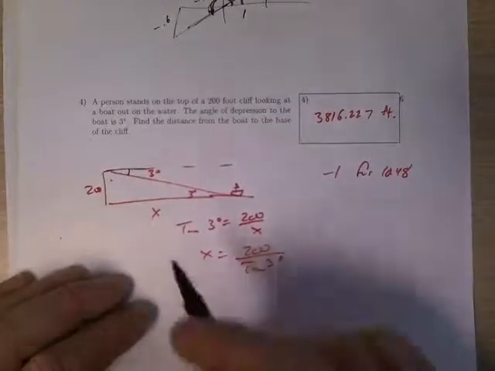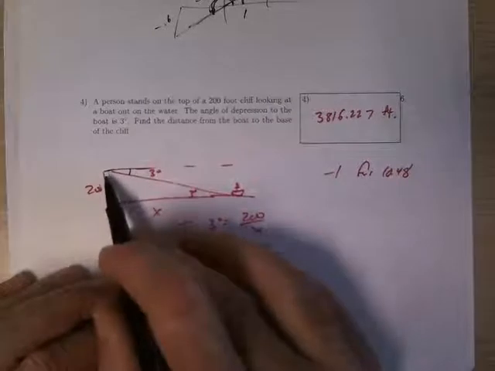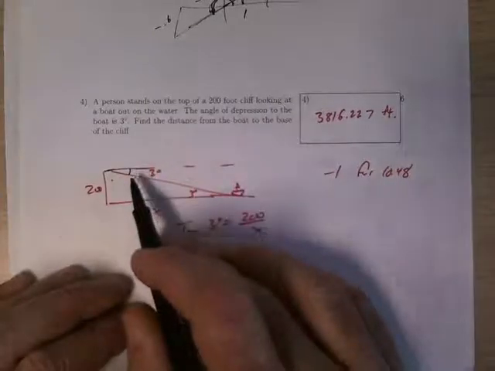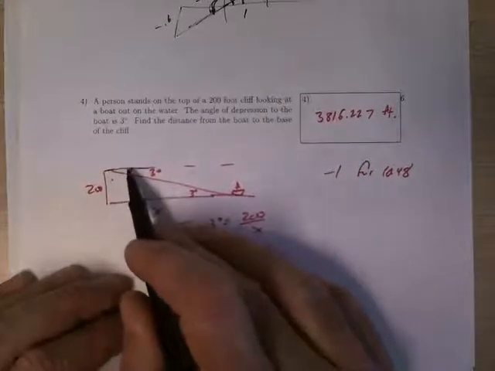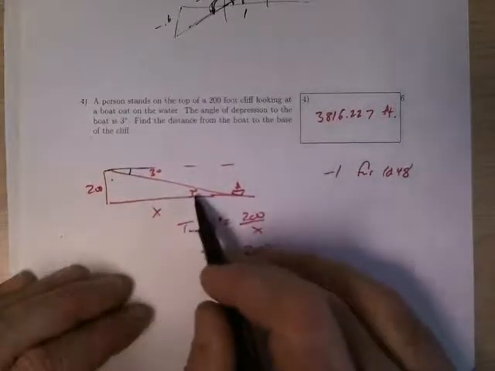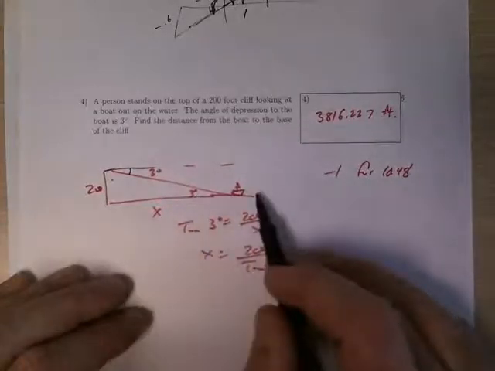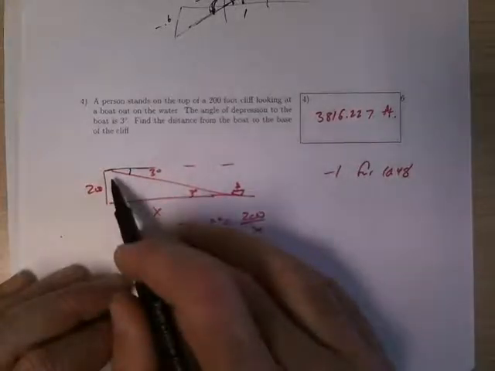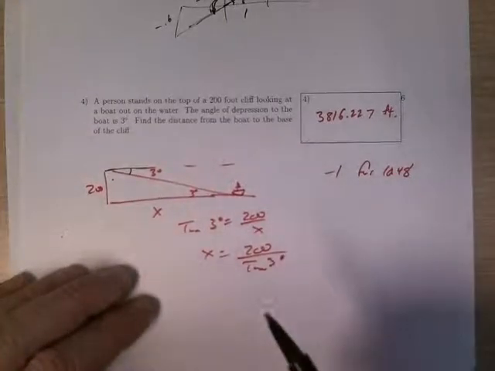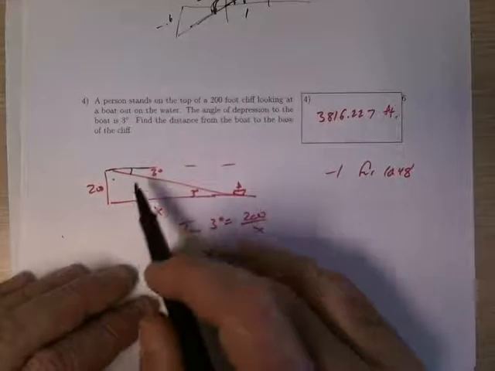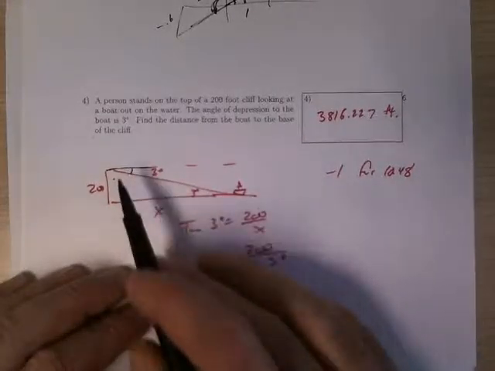This one, a person standing on a cliff 200 feet tall sees a boat out on the water here. The angle of depression is 3 degrees. Depression is from the horizontal down, not from the vertical up. Anyway, it's this angle, 3, which turns out to be the same as this angle over here, 3. So you're looking for x. If you put the 3 there, you probably got this answer of 10.48, which is essentially you did everything right except for not knowing what the angle of depression means, from the horizontal down.